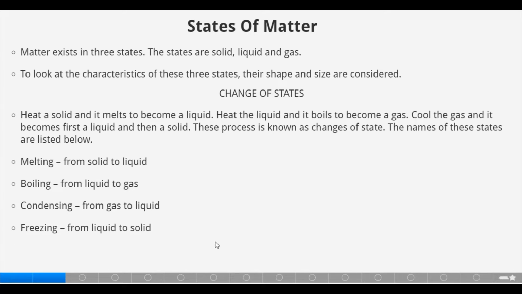Number one, melting. In melting, solid substances change to what? Liquid. Number two, boiling. When boiling takes place, liquid substances change to gas. Number three, condensing or condensation. When this occurs, gas becomes liquid. And number four, freezing. When a substance freezes, it goes from what? Liquid to what? Solid.